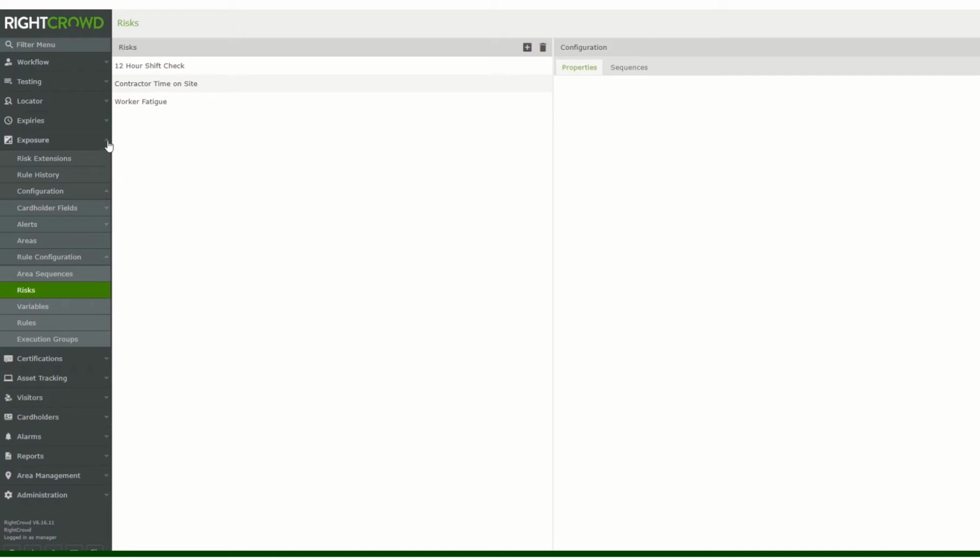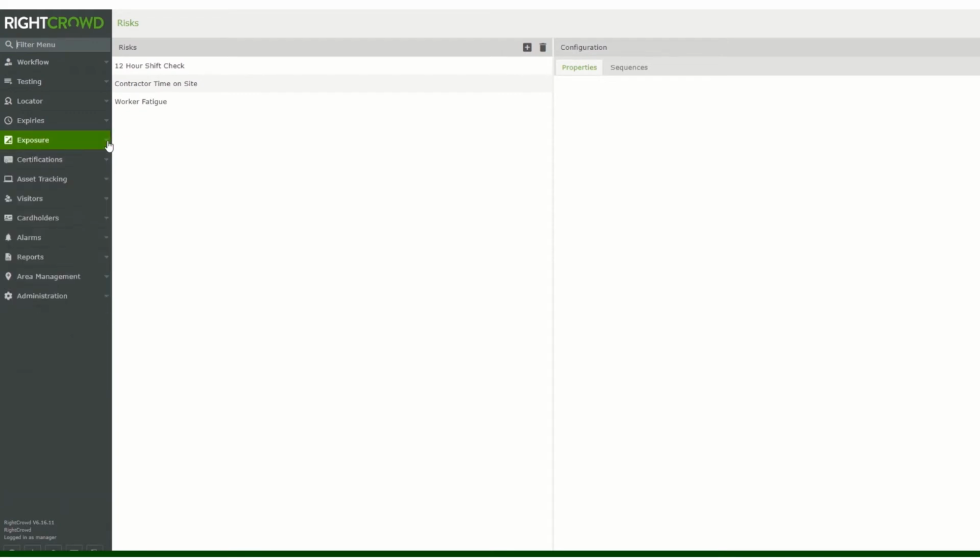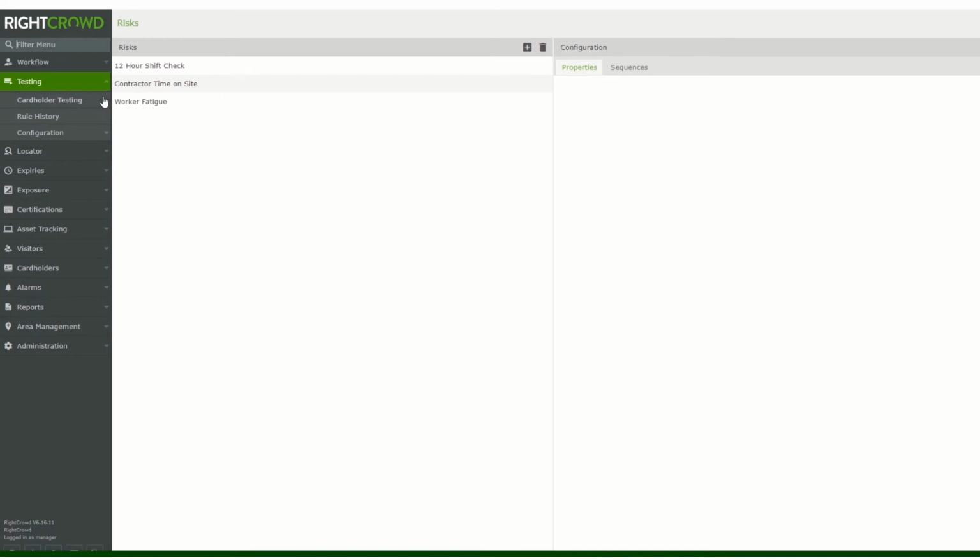Automating the calculation and checking of contractor time on site hours, very convenient when reconciling contractor invoices to actual time spent on site. The exposure module is based on looking at workers' swipe events, back from now to as far back as required, as defined by your specific requirements.